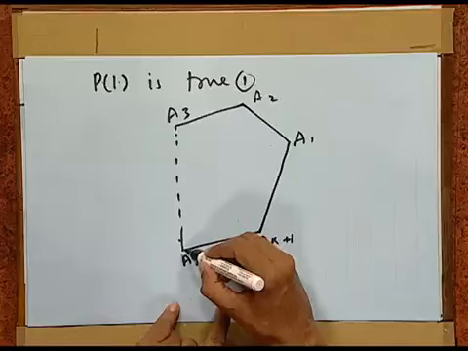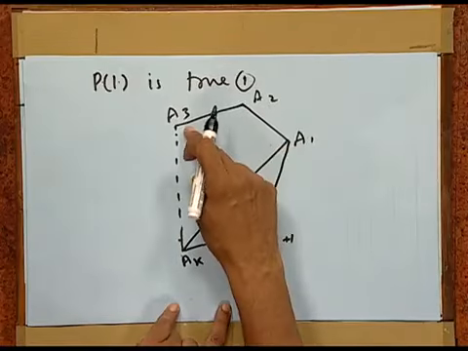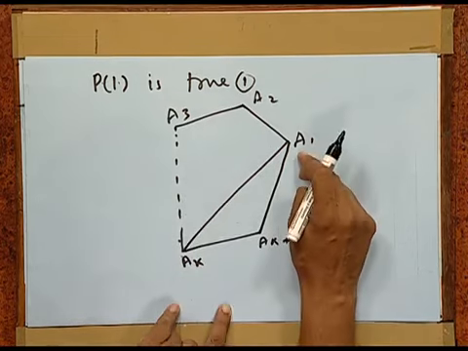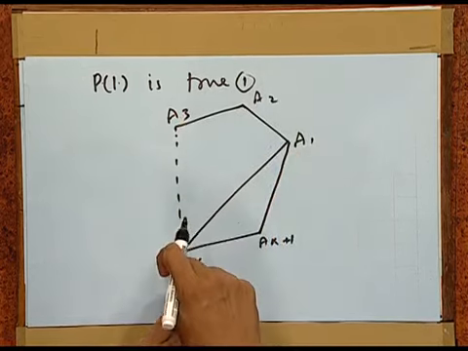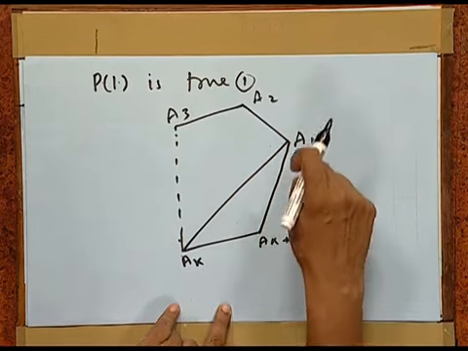Now, if we join Ak with A1, we have two polygons, one with k sides, the other with k plus 1 sides, namely A1, A2, A3 and so on up to Ak, A1. This has k sides. And secondly, A1, A2, A3 and so on up to Ak, Ak plus 1 and then Ak plus 1 A1.